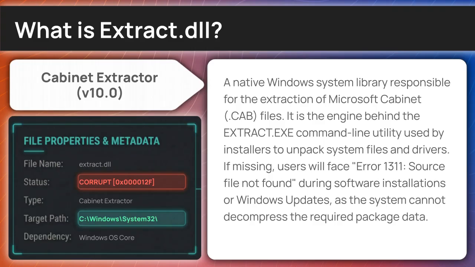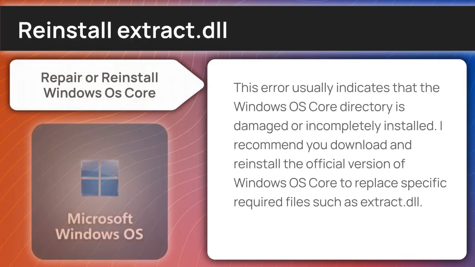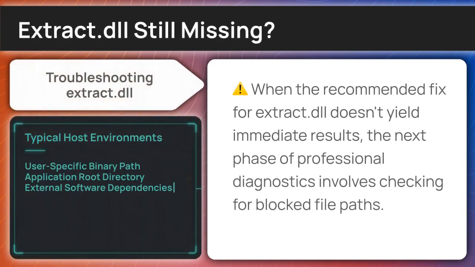Now that you have the context, let's move into the repair process with a fresh installation. This error usually indicates that the Windows OS core directory is damaged or incompletely installed. I recommend you download and reinstall the official version of Windows OS Core to replace specific required files, such as Extract Library DLL.